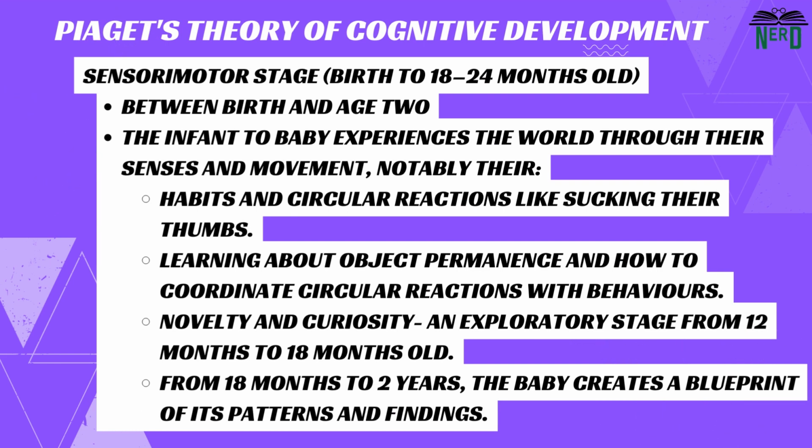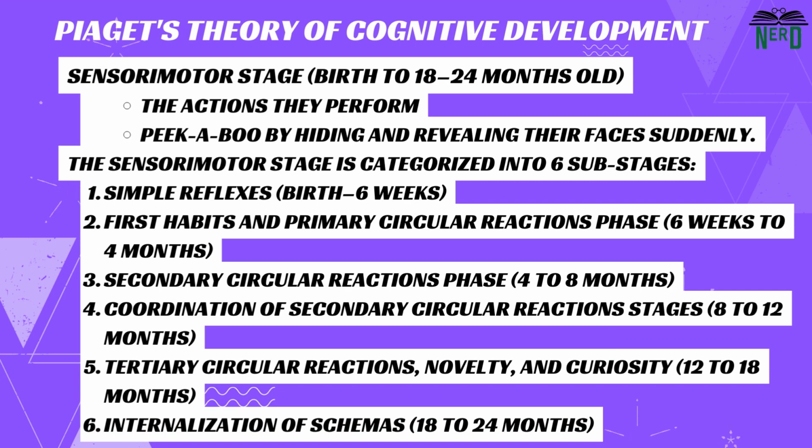Here Piaget proposes that infants and babies experience the world through their senses and movement, notably their habits and circular reactions like sucking their thumbs. Learning about object permanence and how to coordinate circular reactions with behaviors. Novelty and curiosity are in the exploratory stages from 12 months to 18 months old. From 18 months to 2 years, the baby creates a blueprint of its patterns and findings. A child gains knowledge of the world through the actions they perform in it.